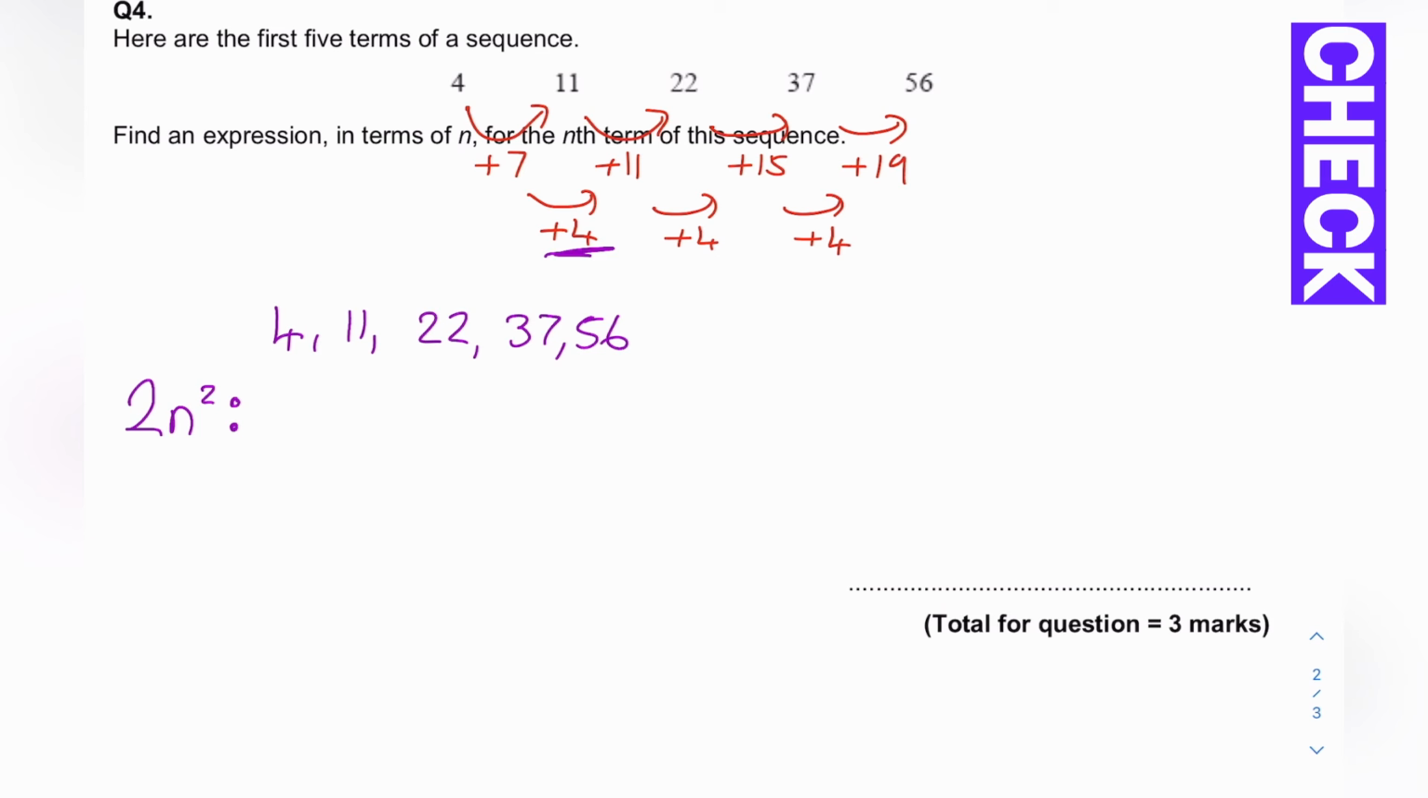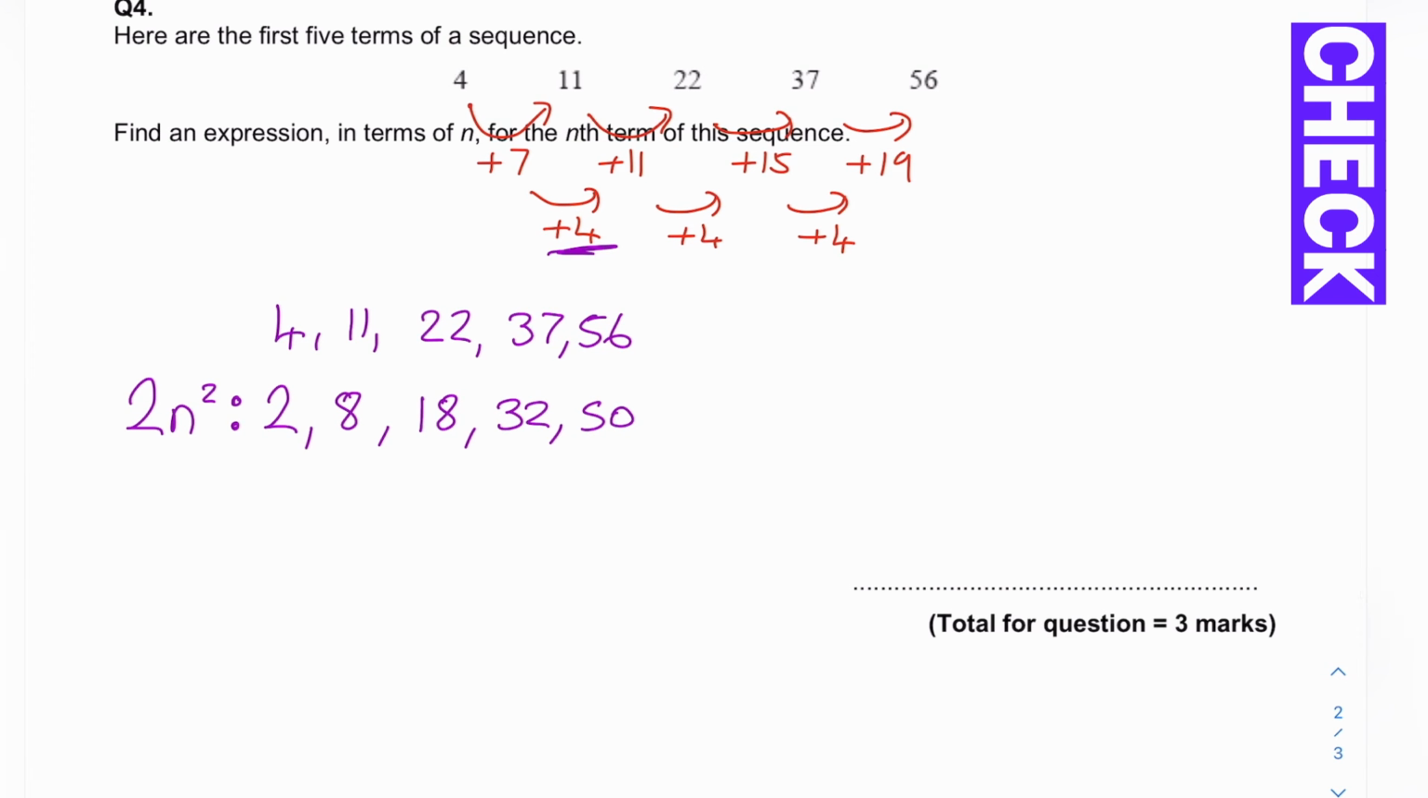So when n is 1, we'd get 1 squared, which is 1, multiplied by 2, which is 2. When we put n as 2, we get 2 squared, which is 4, multiplied by 2, which is 8. When n is 3, 3 squared is 9, multiplied by 2 is 18. 4 squared, 16, multiplied by 2 is 32. And then finally, 5 squared is 25, multiplied by 2 gives you 50.